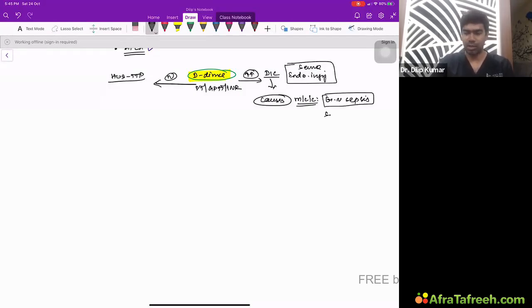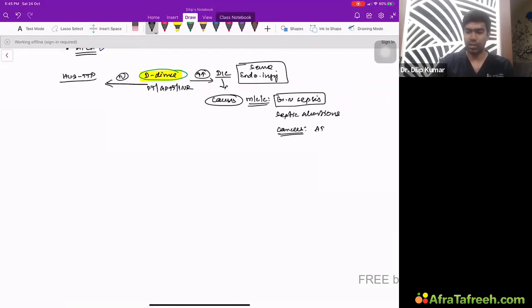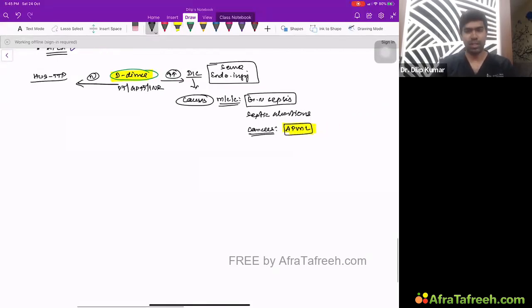Apart from that, there are many other causes like septic abortions, obstetric causes. Then we can get it with certain cancers, especially as far as exams are concerned, they will be talking about AML M3, that's called acute promyelocytic leukemia. Usually APML presents with DIC only. Most of the time it presents with DIC. And you can get DIC with gastrointestinal adenocarcinomas or any other adenocarcinoma because they produce mucin. And trauma, especially if it's severe trauma or after surgery, major surgery.